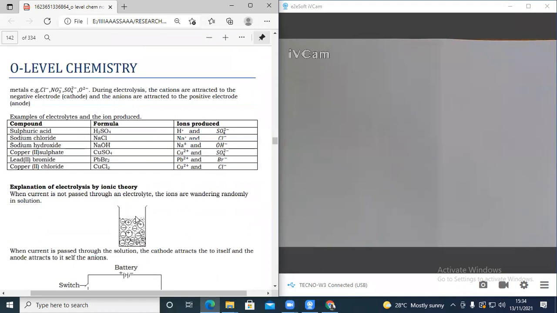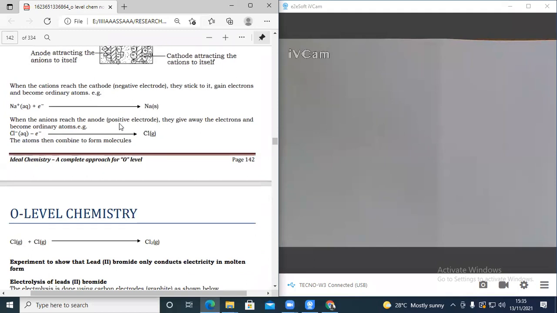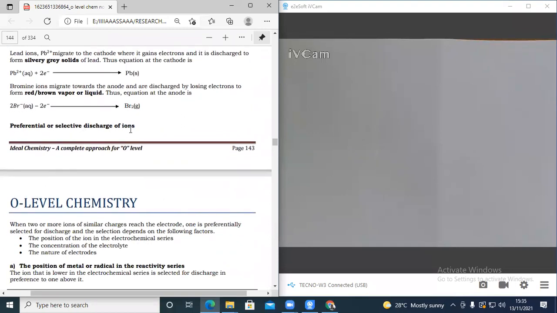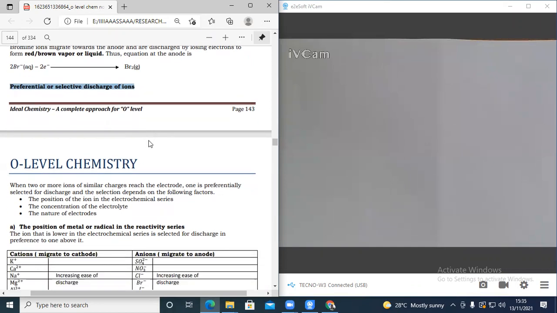Now, this theory would be correct and good if all this happens. Now, if you change some things in solution, this is where we look at the preferential or selective discharge of ions. This happens when there are more than two or three ions in that solution. An example is copper(II) sulfate solution. It has copper and sulfate ions, then water also has hydrogen and hydroxide ions. Now, this preferential discharge tells us which ion will be selected for discharge on a given electrode. So when two or more ions reach the electrode, one is preferentially selected for discharge, and the selection depends on the following factors. Number one, the position of the ion in the electrochemical series.